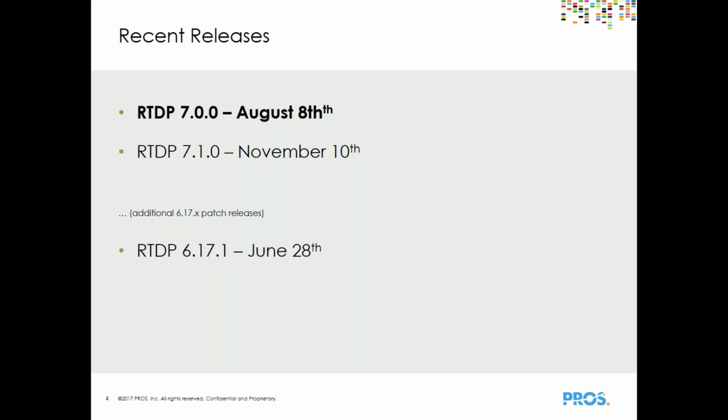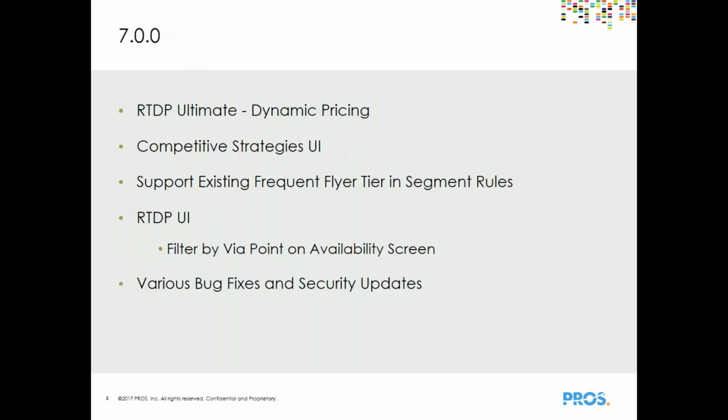Some additional patch releases are expected in the form of RTDP 6.17.1, which will be released on June 28th. Now, these releases typically contain various bug and defect fixes for that particular branch of RTDP. So it's nothing out of the ordinary. All right, so let's jump right into the feature discussion.